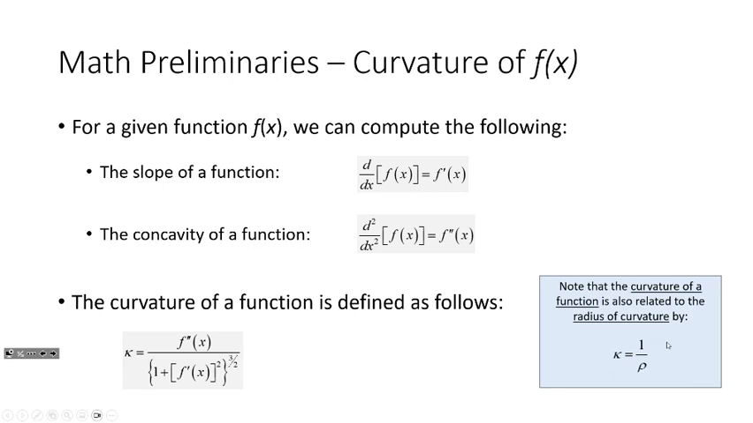The reason why I bring this up is because when we write our differential equation for beam deflection, it has a lot of names. Sometimes it's called Euler-Bernoulli theory. Sometimes it's called the moment-curvature relationship. So that's why I bring this up. Okay, everybody with me so far?